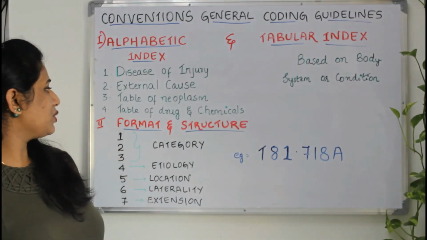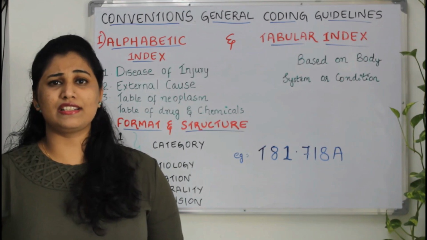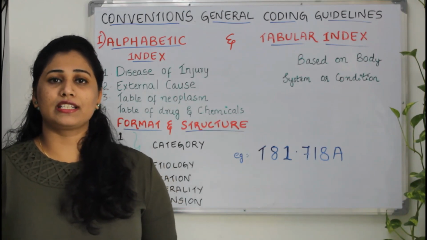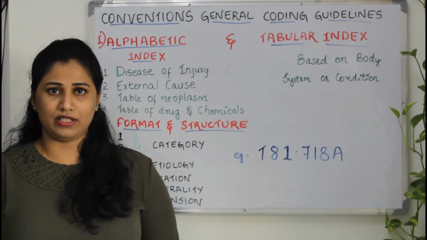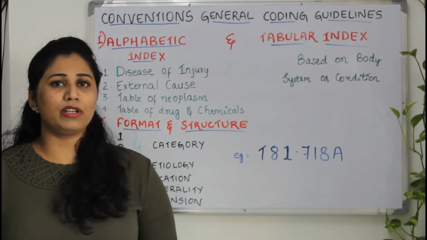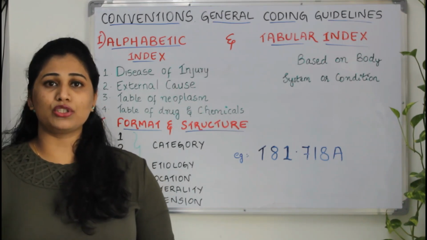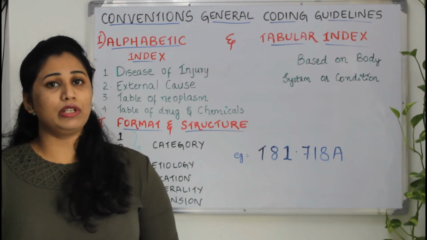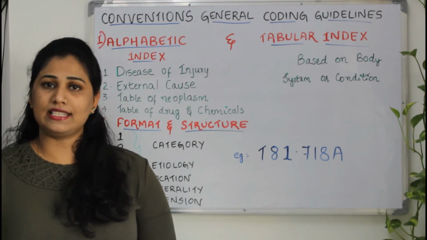Then the next one is the table of drugs and chemicals. What is this? For example, if a baby comes with acetaminophen poisoning, what do we need to code? Acetaminophen poisoning, poison has happened because of acetaminophen. So you will open your drug and chemical table and then find acetaminophen.